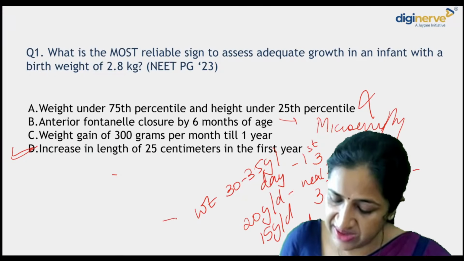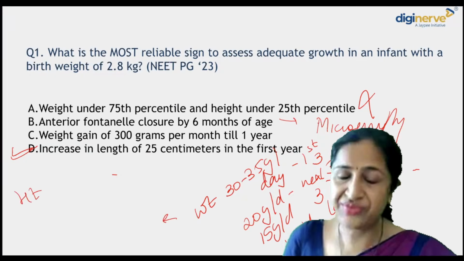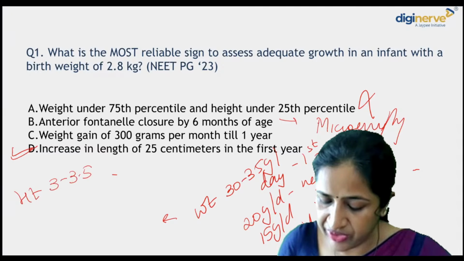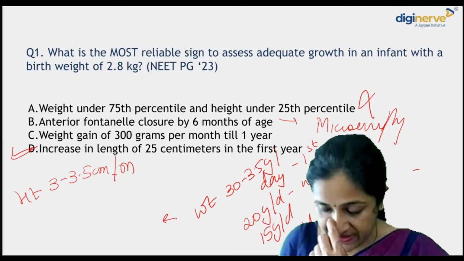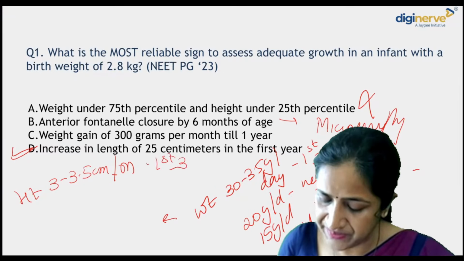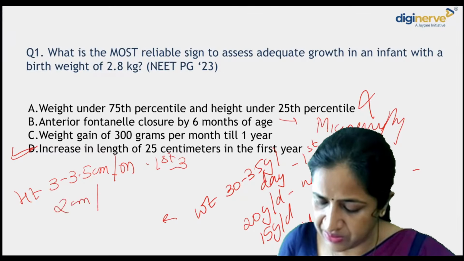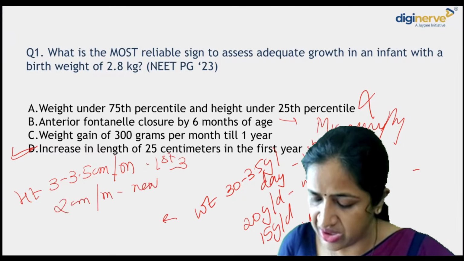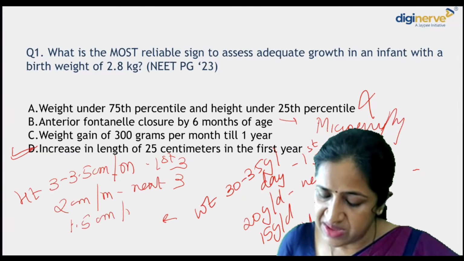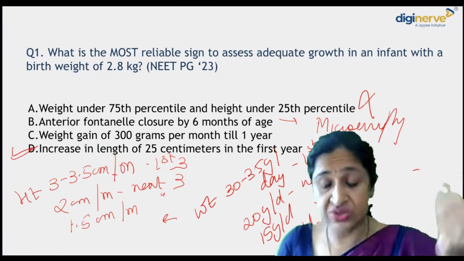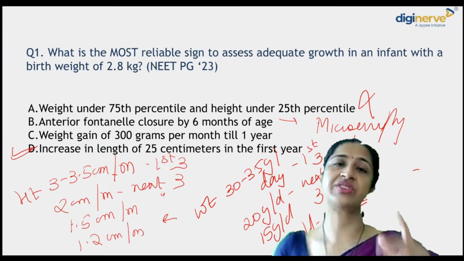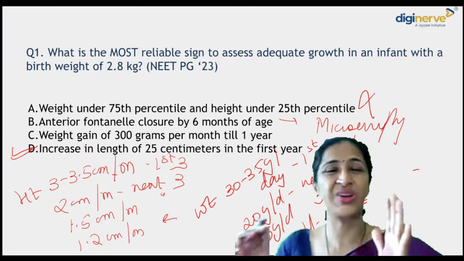Similarly, let's check the height. Just remember it like this: 3 to 3.5 centimeters per month in the first 3 months. This weight is in days, okay? 2 centimeters per month for the next 3 months, 1.5 centimeters per month for the next 3 months, and 1.2 centimeters per month for the last 3 months. Okay, so this is just a quick revision for you.